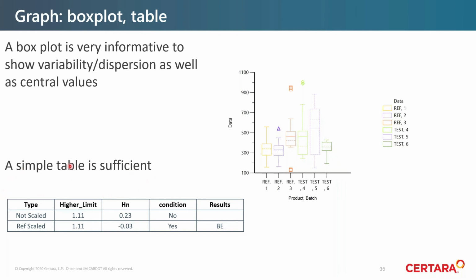And then you can use the table tool to create something which is a very simple table like this one. What is the higher limit? What is your H that you are going to use? You know that if in this case the H is going to be below 0, you are bioequivalent. Are you going to be reference scale? In this case, it's yes. And so my result is I am bioequivalent. I am bioequivalent because I have a variability on the reference. This variability is due to my extreme values, which are here.